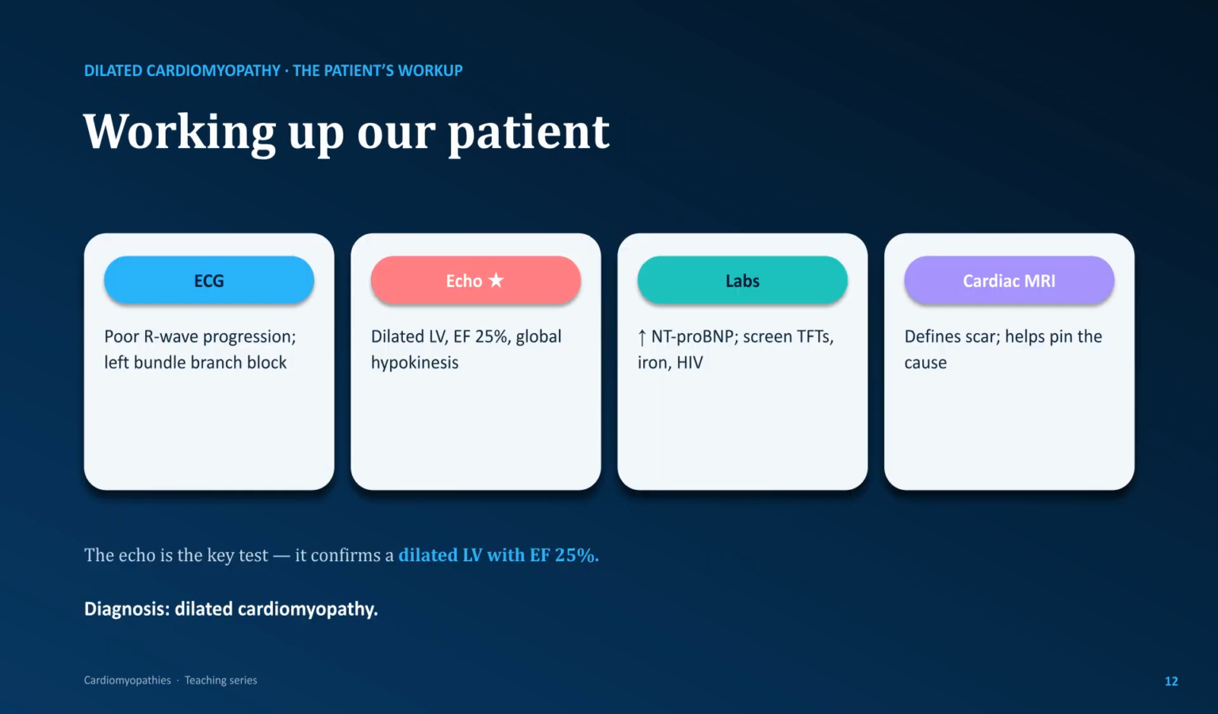Mr. Okafor's workup includes an ECG, which shows a left bundle branch block, and blood tests to screen for reversible metabolic or infectious causes. However, the echocardiogram is the essential test. It confirms his diagnosis of dilated cardiomyopathy, showing an enlarged left ventricle with an ejection fraction of 25%.